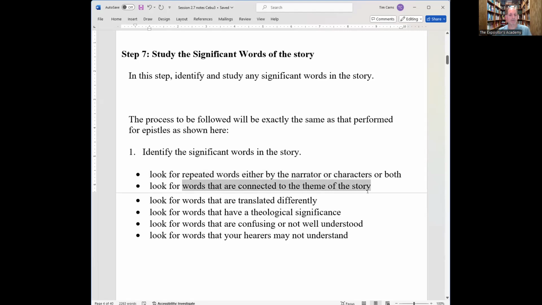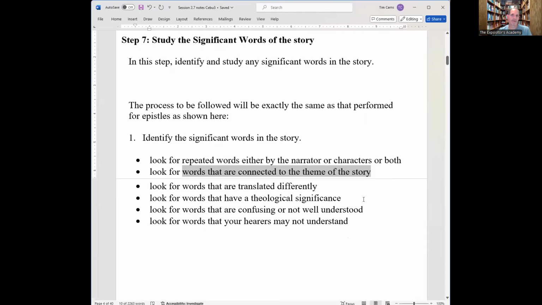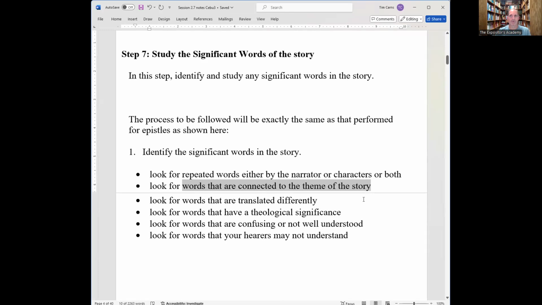Look for words that seem to be connected to the theme of the story. So if you're studying a particular story, sometimes there's a word that's used quite often. If you look at the book of Judges, for example, the book as a whole, you see that everyone did what was right in their own eyes. So maybe understanding what that phrase, in their own eyes, means would be helpful.